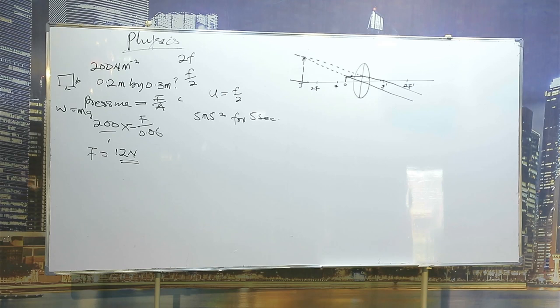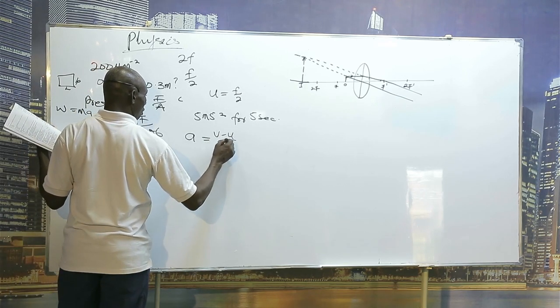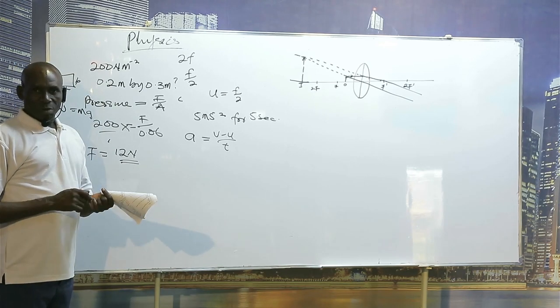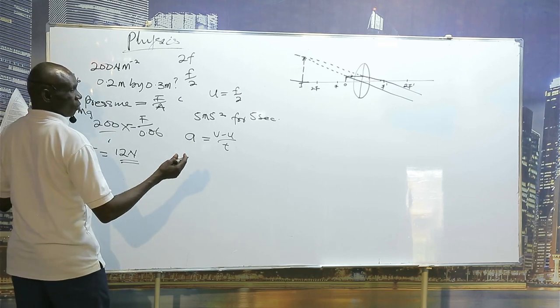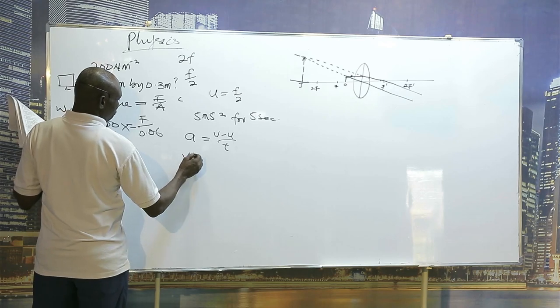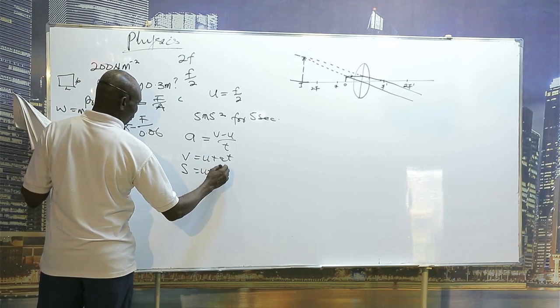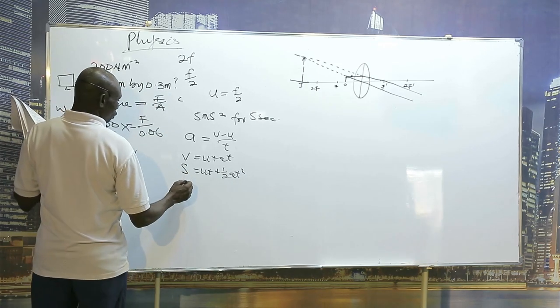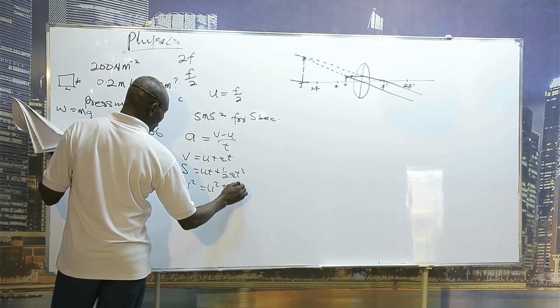Now we know that acceleration is V minus U over T. But we need to know whether the body started from rest. If this is acceleration, then V equals U plus AT. And for the distance, S is equal to UT plus half AT squared. And we also have that V squared equals U squared plus 2AS.